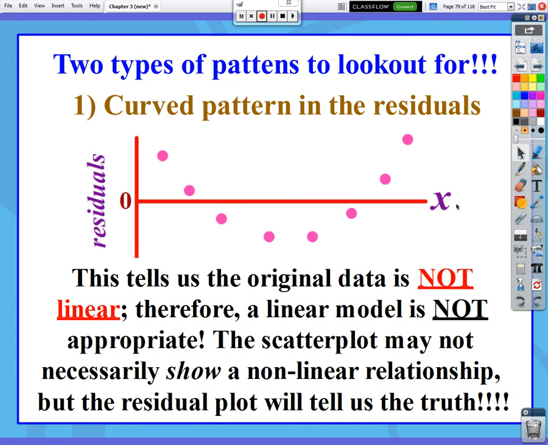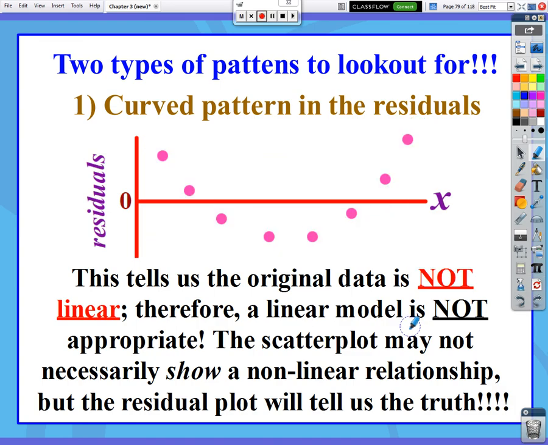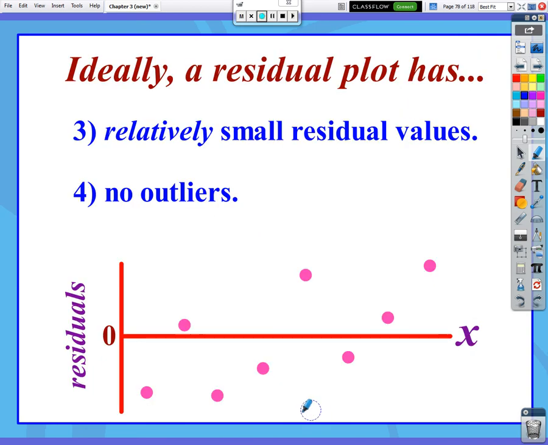Patterns. Here are the 2 types of patterns to be on the lookout for. Sometimes you'll make a residual plot, and you will clearly see a curve pattern, whether it is curved this way or it might be curved the other way. And it's got to be most of the points that are making this curve pattern. You can't just pick and choose which points make a curve.